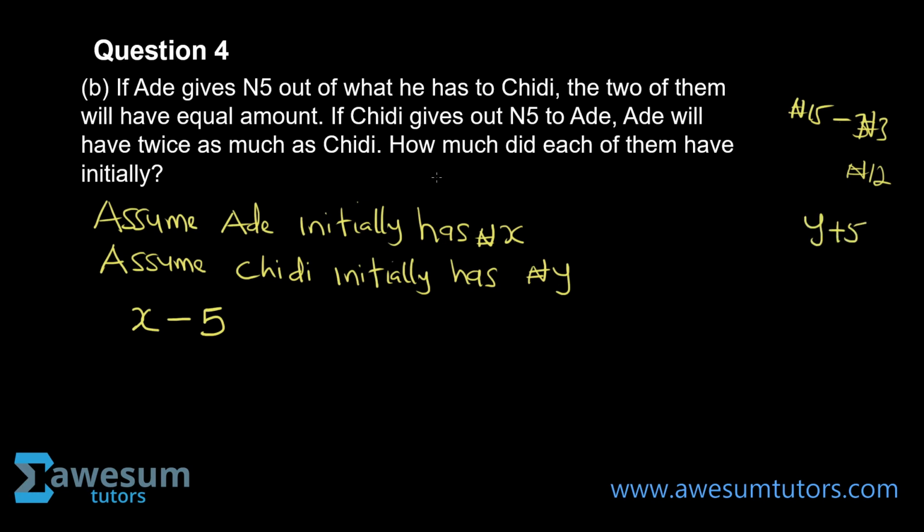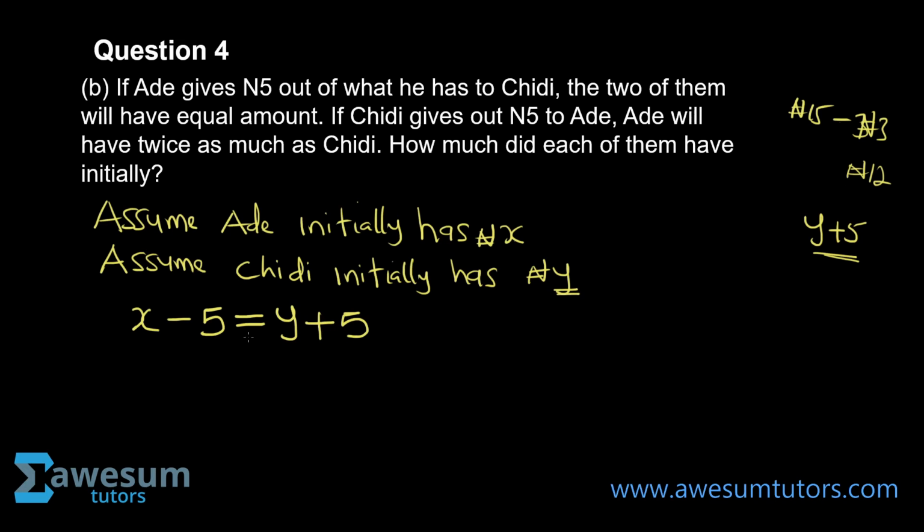Okay, let's go ahead with the question. It says the two of them will have equal amount. Very good. That means I will put the equal sign. And how much do we say Chidi should have now? Chidi should have Y plus 5 now, because initially he had Y naira, right? And Ade has given him 5 naira. So that's going to be Y plus 5.